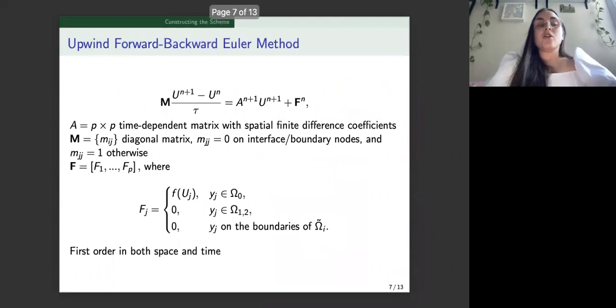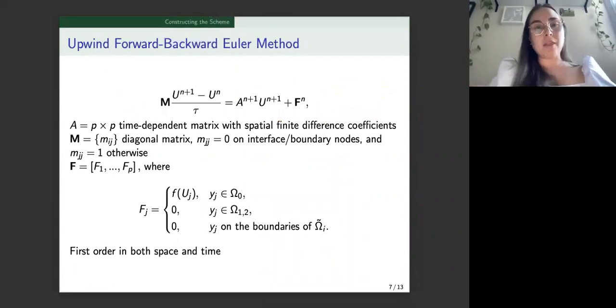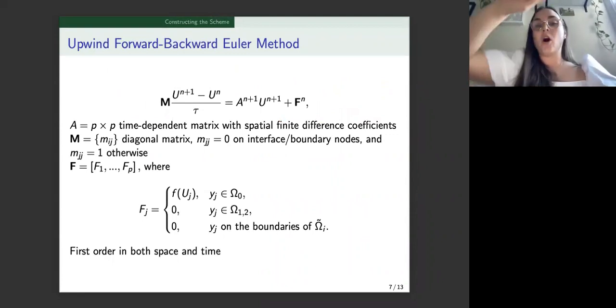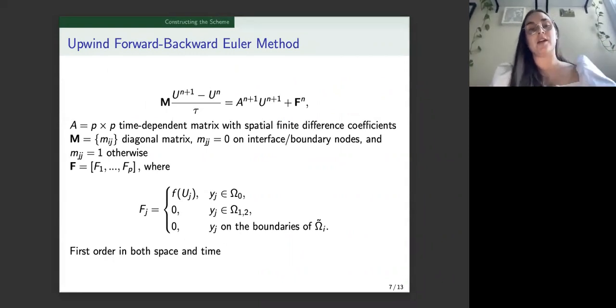Okay, so our scheme for stability is an upwind, forward-backward Euler method. A here is going to contain all of the spatial finite difference coefficients. M is a diagonal matrix where it's 1 everywhere except for the equations that are irrespective of time, so that would be like the coupling equations. And F contains all the nonlinear information, so it's only non-zero inside the suitable habitat.